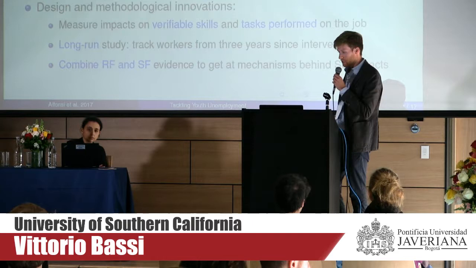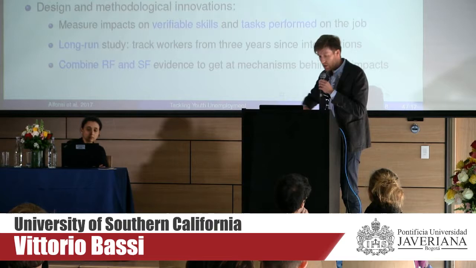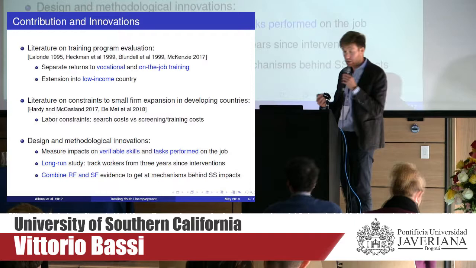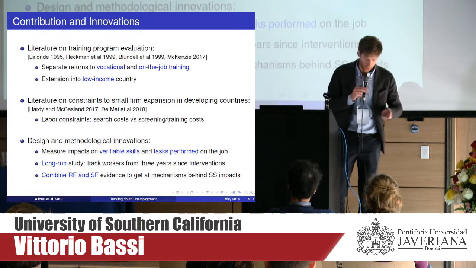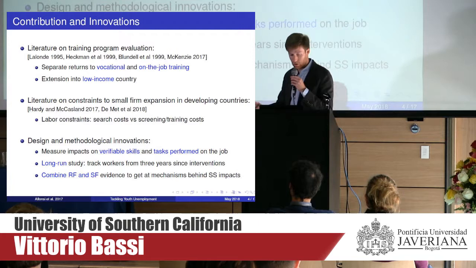And there's also a growing literature, as Jamie just showed, which is a very interesting example of that, on trying to understand the constraints that small firms face in growing in developing countries. Here our contribution is that we're able to separate the importance of search costs, so the difficulties of meeting workers with the right skills, from screening and training costs. And again, we can do this experimentally.